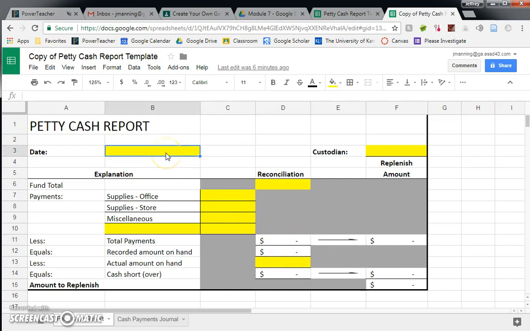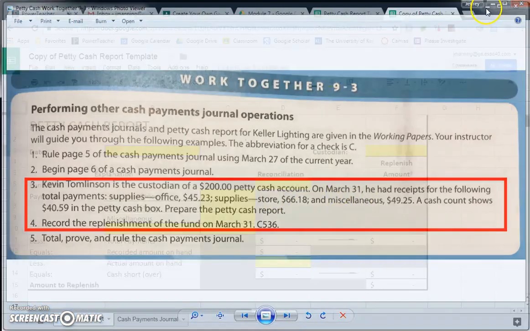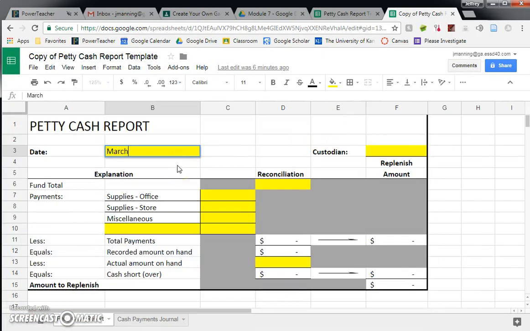All right, so the date on this particular transaction is March 31st. So we're going to put March 31st, and you can use 2018 if you want to. The custodian is the name of the person who is doing this, so it's Kevin Tomlinson.